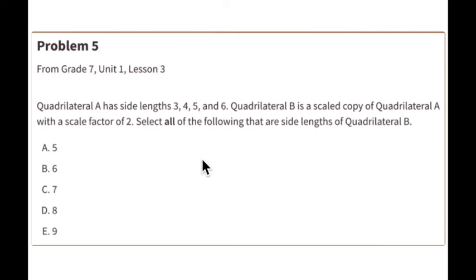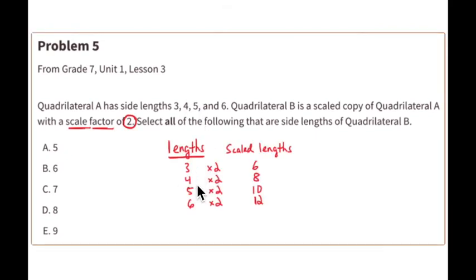Well, what I did is I wrote down the lengths, and then I multiplied each of these lengths by 2 because it's a scale factor of 2, to get the scaled lengths of quadrilateral B. So 3 times 2, 4 times 2, 5 times 2, and 6 times 2. Then you just have to look over here and see if in fact those numbers show up over here. And where they show up over here, those are lengths of quadrilateral B. And the ones that show up are 6, so B is a correct answer, and 8, D is a correct answer. 5 is not a length of B. 7 is not a length of B. And 9 is not a length of B.